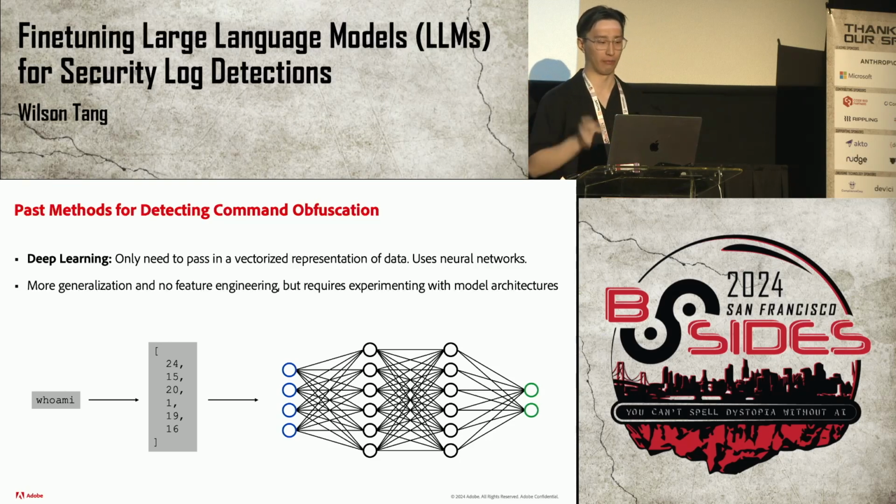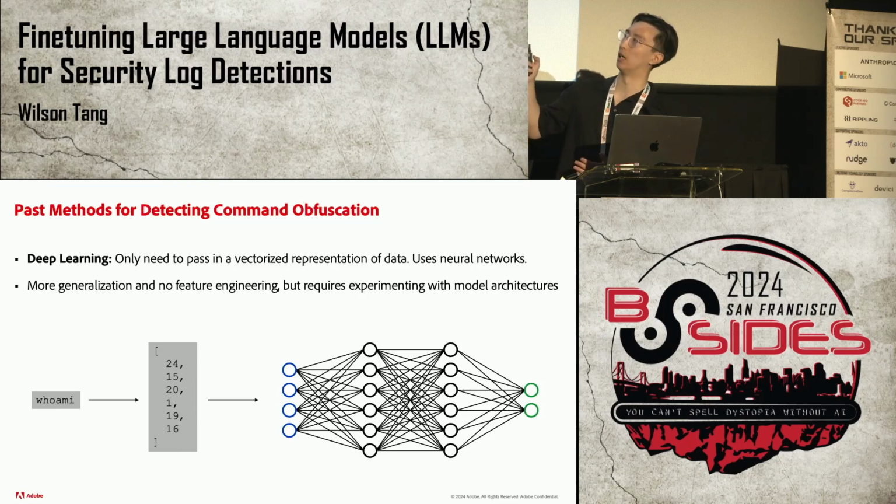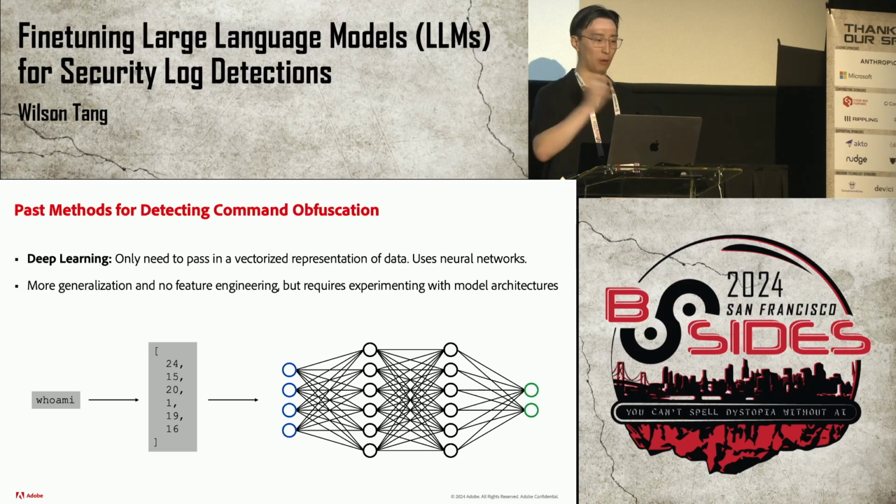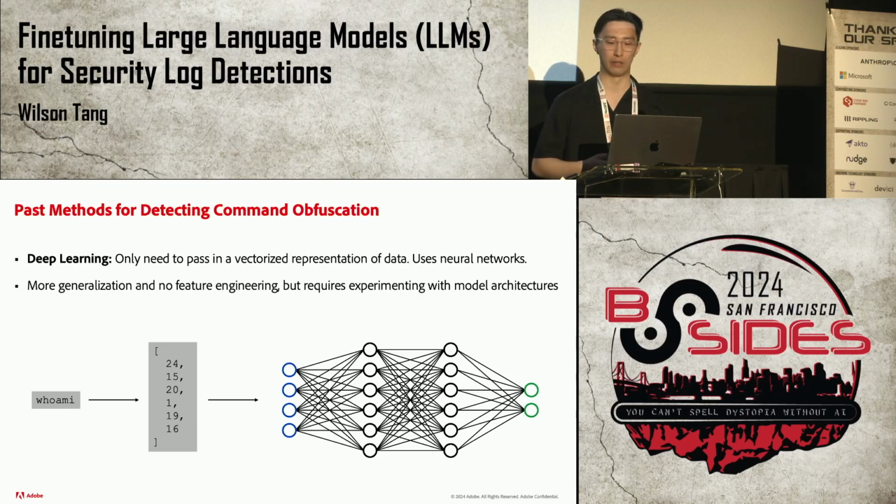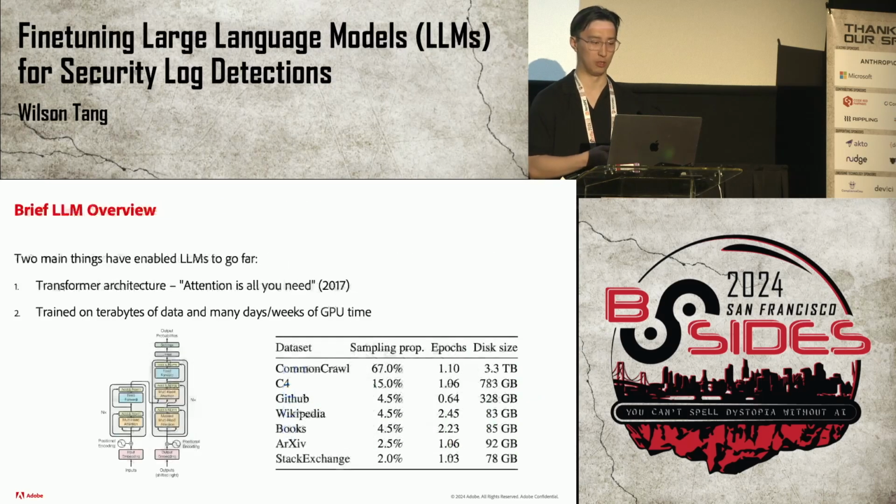And then what you're going to do with this vectorized data is pass it through this thing called a neural network, which I'm going to describe in a really crude summary. It boils down to a giant matrix multiplication operation, and at the end you're going to get an output that's either obfuscated or not. What we get out of here is more generalization than the logistic regression technique, and we don't need to do any feature engineering. But the hard part of deep learning is experimenting with different model architectures and trying to find the right model architecture that'll actually fit our data well. And that's where we're going to jump into LLMs.